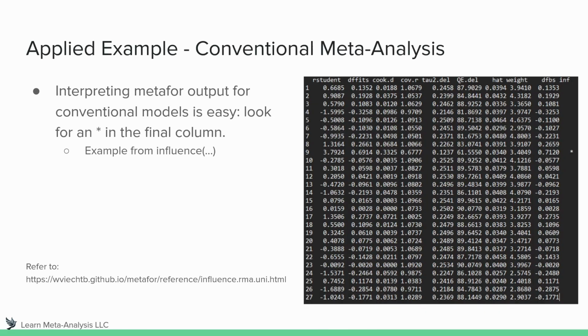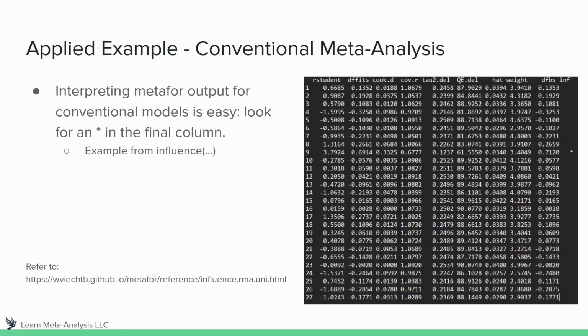Okay, so let's look at an example of what some output might look like from metafor. And I know this seems scary, like when you see all these numbers on the screen, and we can see all these things like rstudent and DFFITS and cook.d, like what does all this craziness mean? Here's the thing. Metafor output for conventional models is actually very, very easy to interpret. And that is because in the final column called inf, which you can see all the way on the right, we're looking for an asterisk.